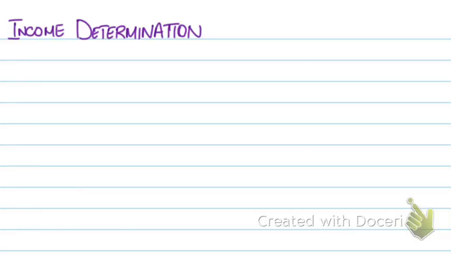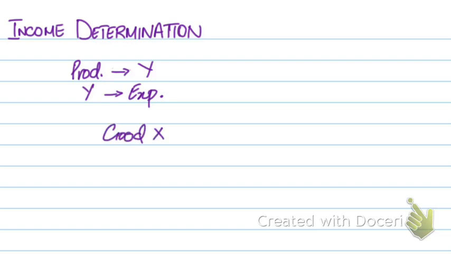Alright, so in the very first video about aggregate expenditure, we talked about how production generates income, right? And income leads to expenditure. So, we showed this using the circular flow of income, right? Where there are four economic agents, including the domestic households, the financial institutions, the government, and domestic producers. So let's say a producer is producing a good X, right?